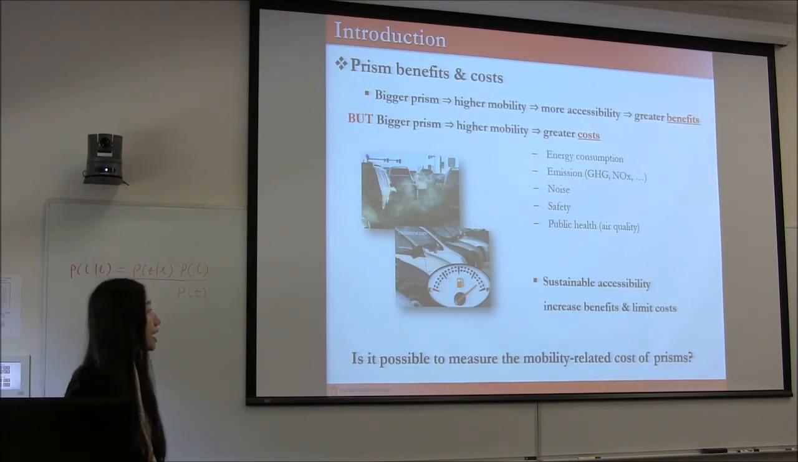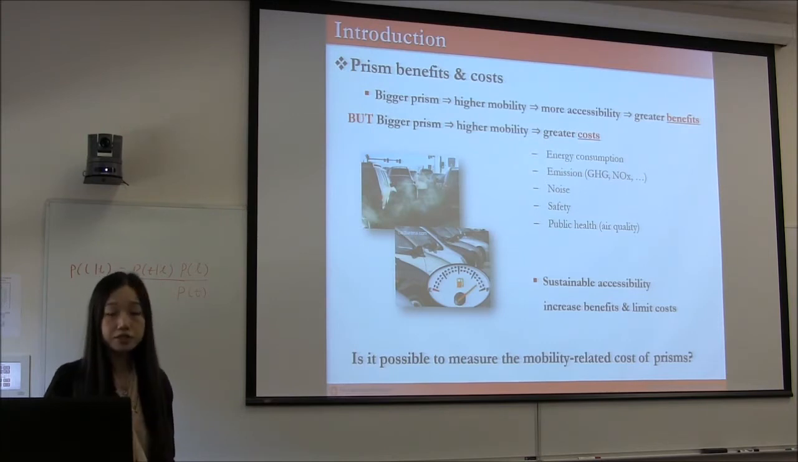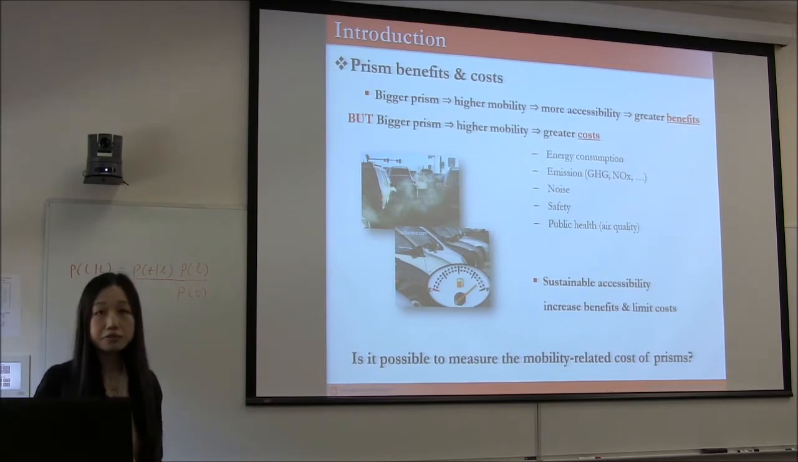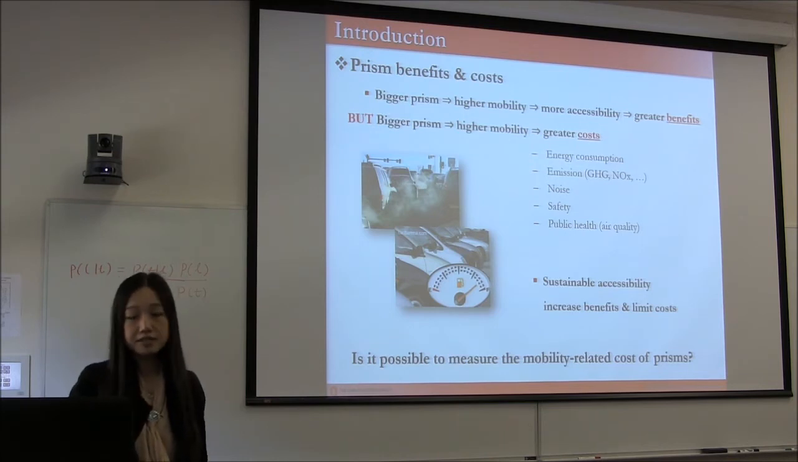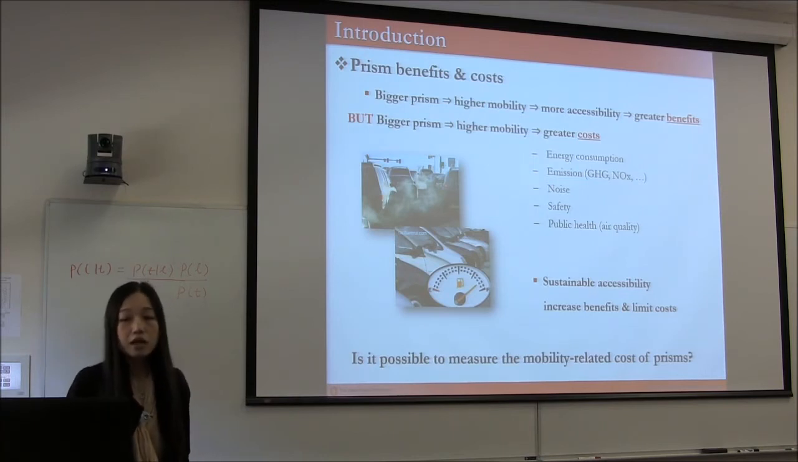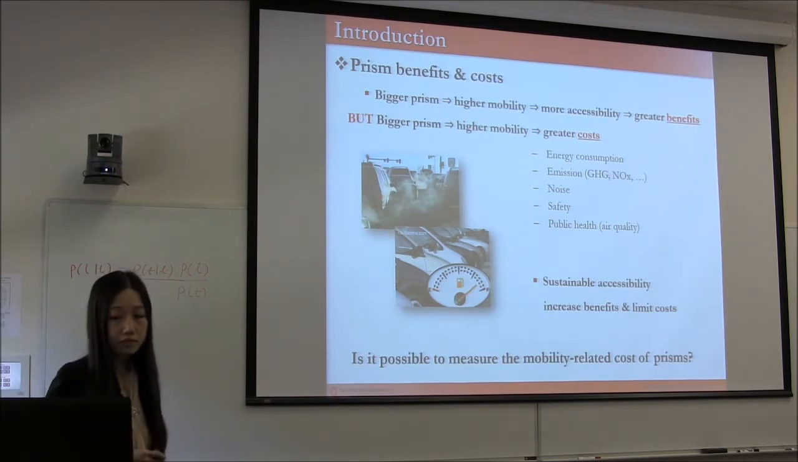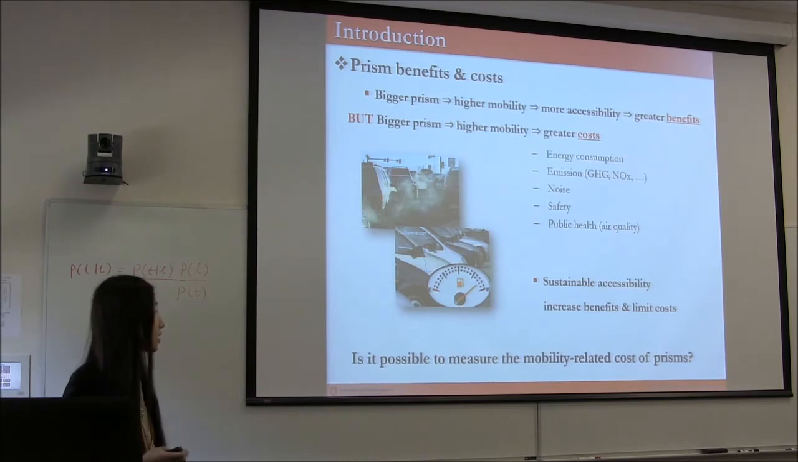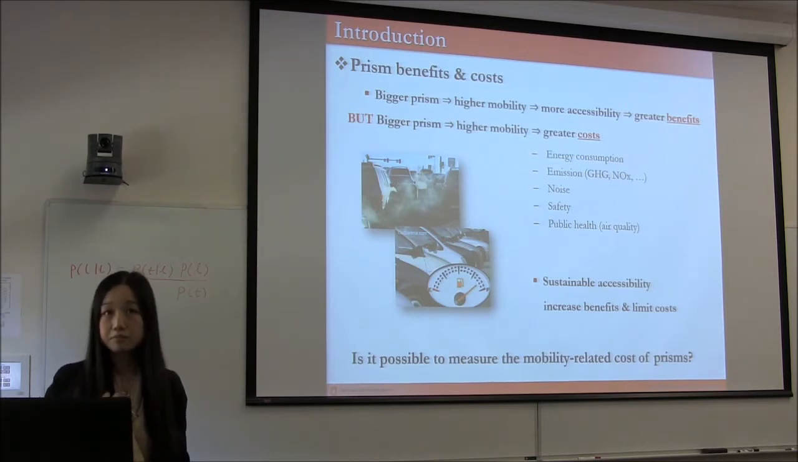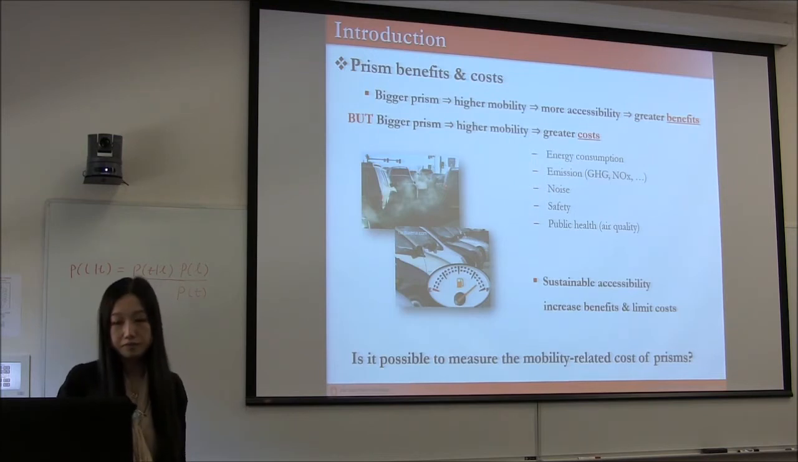The costs we're looking at here to facilitate mobility usually include energy consumption, different kinds of emissions like greenhouse gas emissions, noise, safety issues, and also public health with respect to air quality. So sustainable accessibility should consider both increasing the benefit and limiting the cost. So in order to develop those green accessibility measures, the question here is whether it is possible to measure the mobility-related cost of a prism.